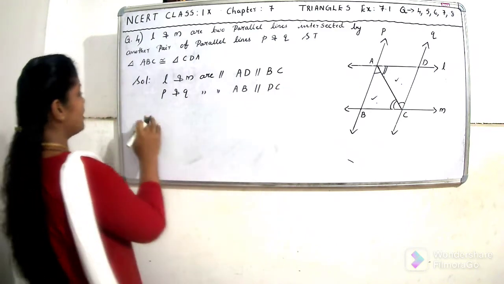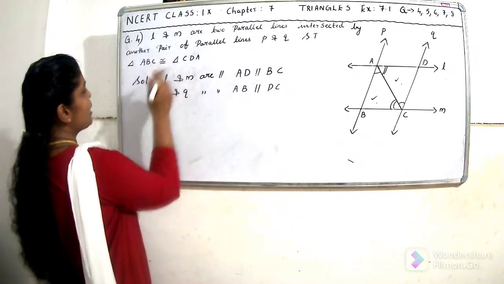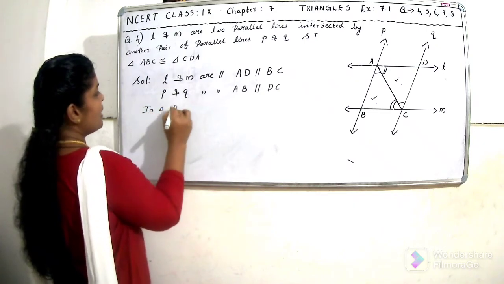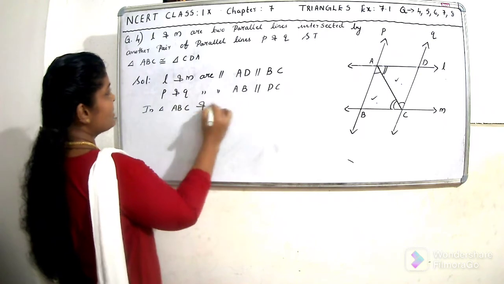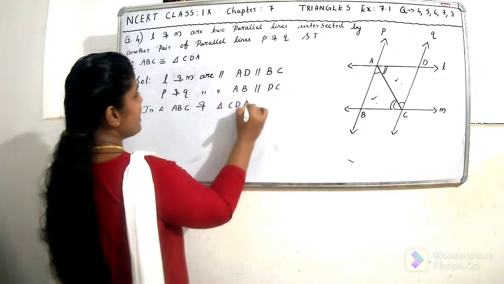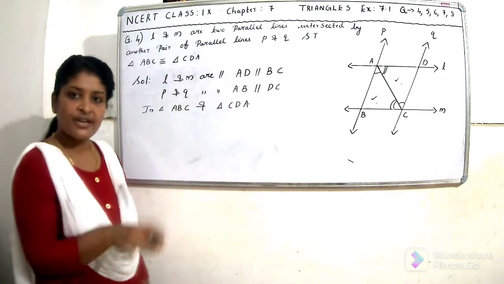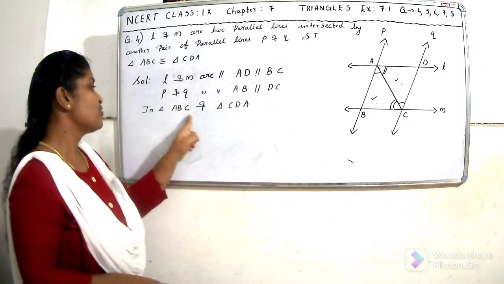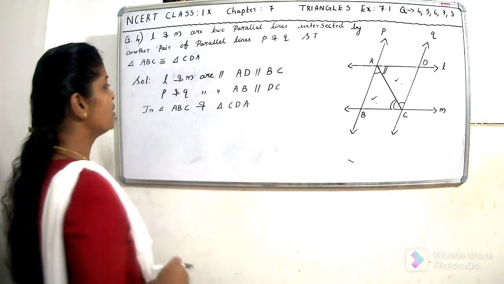Now we are starting. Which two triangles did they say we have to consider? So in triangle ABC and triangle CDA, these two triangles we are considering, because that is what we have to prove: that these two triangles are congruent.